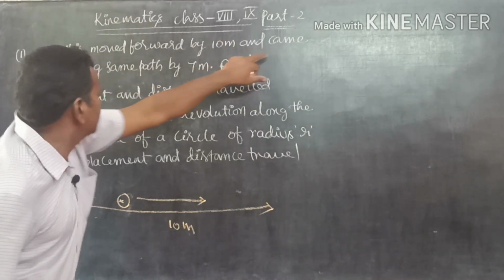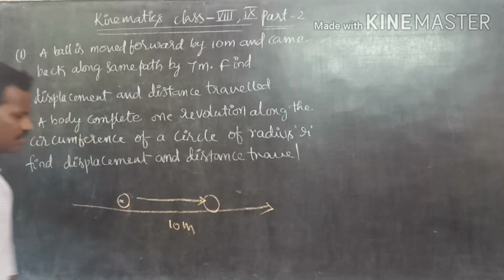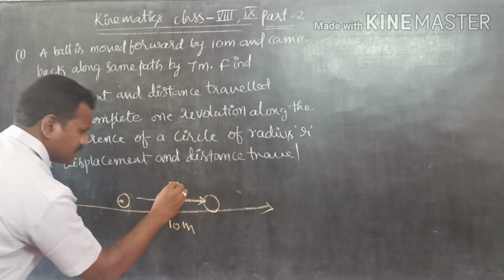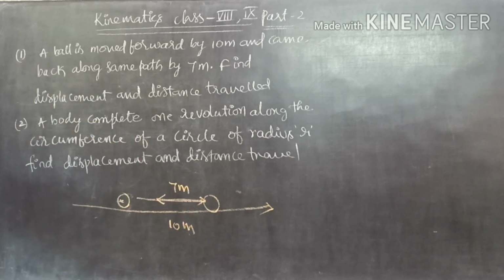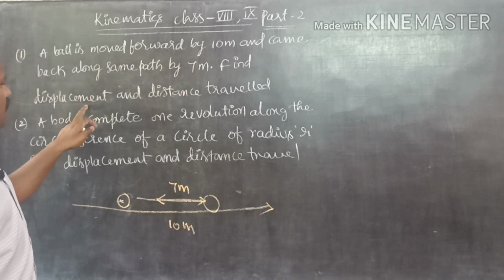And again it came back along the same path. Up to here is 10 meters, then again it moved back along the same path. How many meters? 7 meters. This is the given. Now what should we find out? We should find out the displacement.